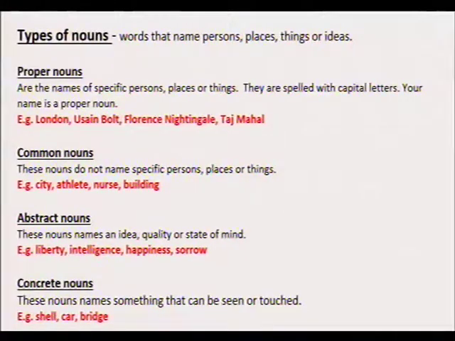Abstract nouns are the little bit more difficult ones. These nouns name an idea, a quality, or a state of mind. For example, liberty, intelligence, happiness, sorrow.